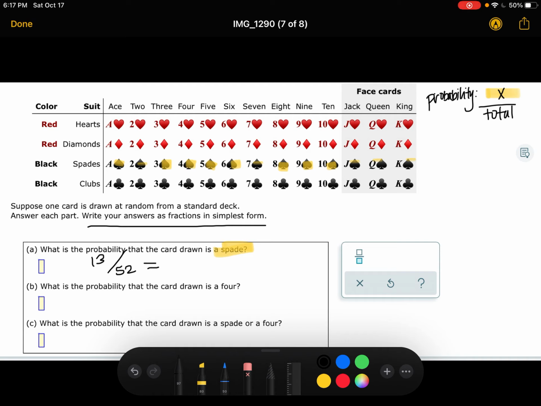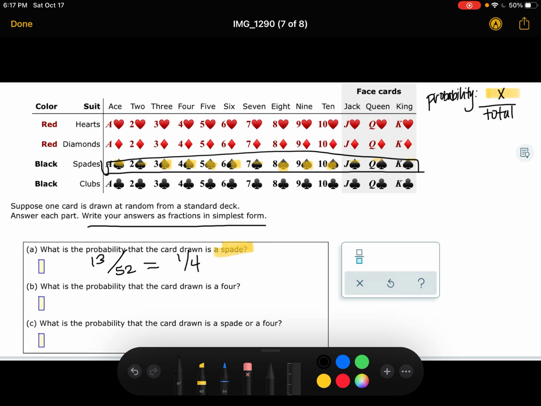Or you can just sort of see 13 over 52 and say, well, these are all spades and they all have the same amount. So this is 1 over 4, or you'll just know that 13 over 52 simplifies to 1/4. So sometimes you got to look at the big picture, but for the most part, it's fine. Just know that 13 over 52 is 1/4.